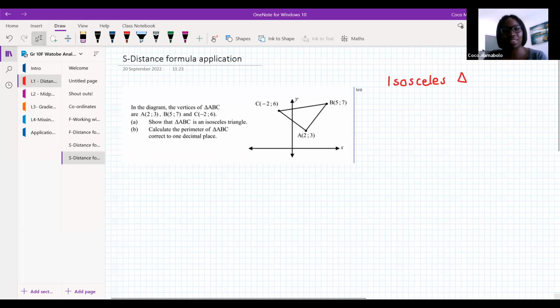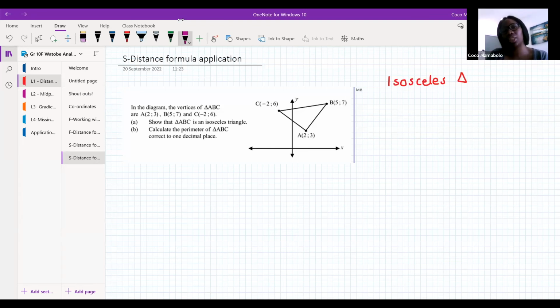I was hoping somebody else can see. Yes, ma'am. We're gonna use the distance formula or any other, but in this case, the distance formula, and we're going to prove that two of the sides are equal, basically. We're gonna use any of the sides, and if any two sides are equal, it's gonna mean that it is an isosceles triangle. Excellent, well done. All right, that's exactly what I wanted to hear.